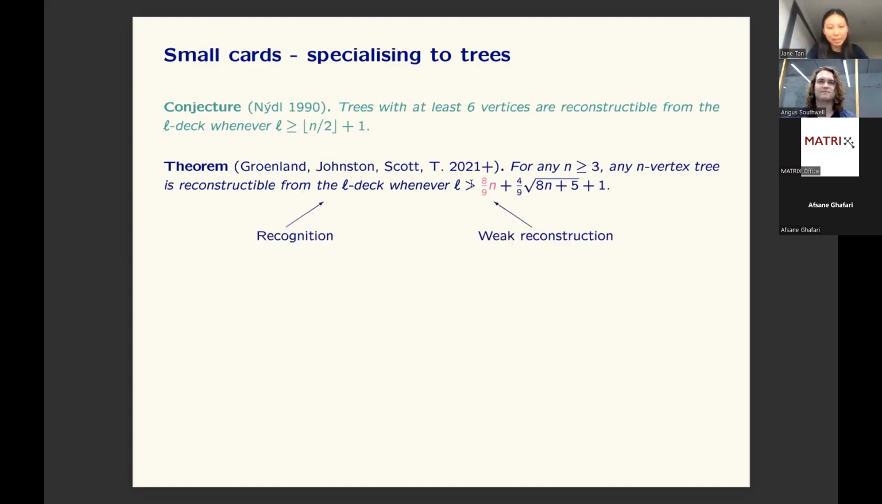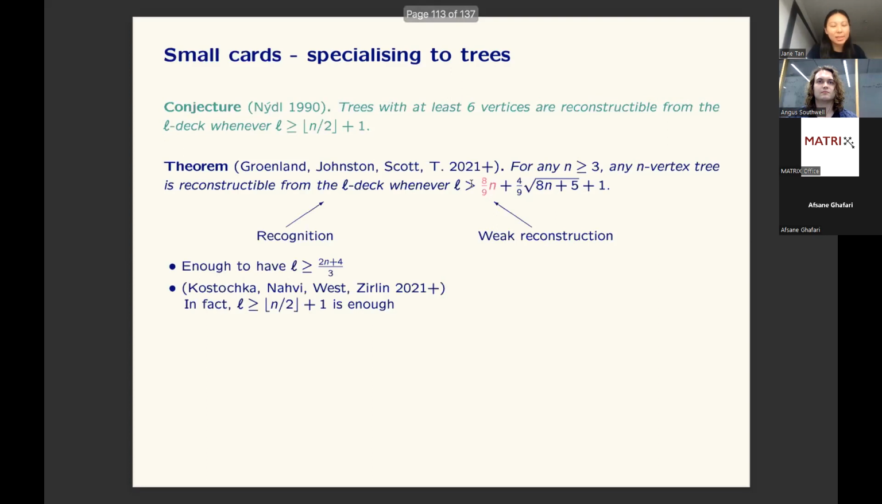And this is basically how the proof goes. So again, we have this issue of recognition and weak reconstruction. The recognition I'm going to skip over a little bit. We're able to show that you can recognize a tree whenever L is at least 2n plus 4 over 3. At the same time as we were writing our paper, though, Kostochka, Nahvi, West, and Zirlin showed that you can recognize the tree whenever L is at least n/2 plus 1, which is really nice. So that matches Nydl's conjecture and really reduces the conjecture now just to a weak reconstruction problem.